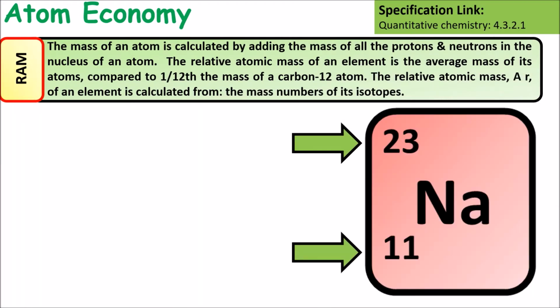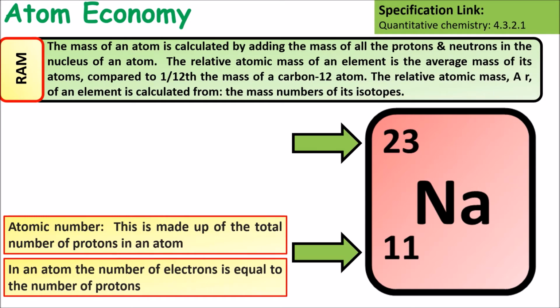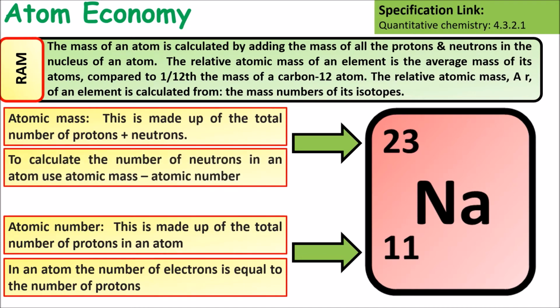So, just to quickly recap on atomic mass of atoms. The atomic number is the total number of protons in the atom. So the number of electrons is also equal to the number of protons. The atomic mass is made up of the protons plus neutrons. So to work out the number of neutrons, you can do the atomic mass minus the atomic number.